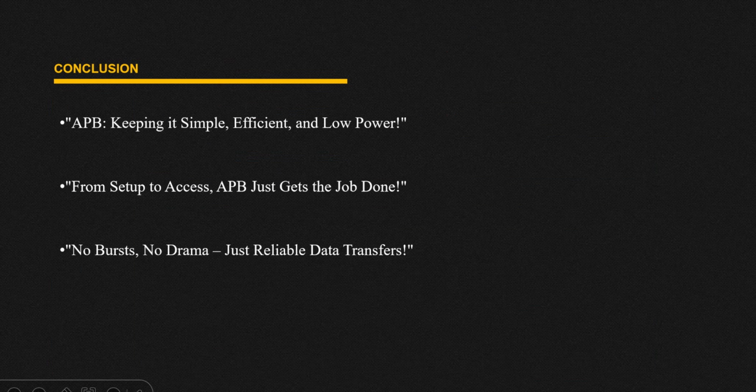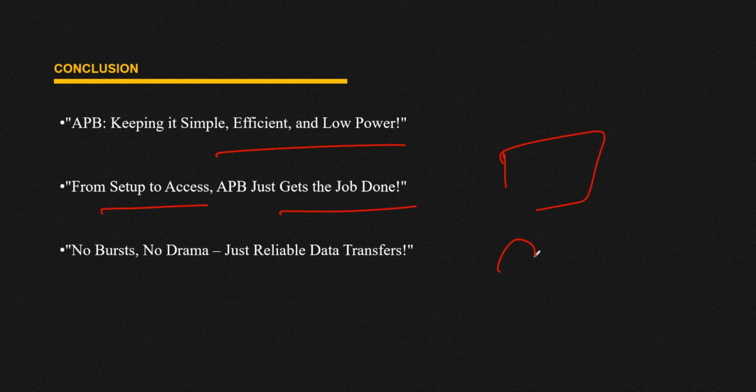Okay, so this is all about your APB protocol. Now, APB protocol keeps it simple, efficient and low power. Here you have just the setup phase to the access phase and your job gets done. So in order to complete a transfer, you just have to move from setup to access phase, and if you are getting your PREADY high, that means your transfer has been completed. Then you have no burst, no drama. No burst is an advanced feature which we have in the AHB protocol and AXI protocol, but here you don't have to rely on burst or other things, which makes it reliable data transfer and also easy to model communication.